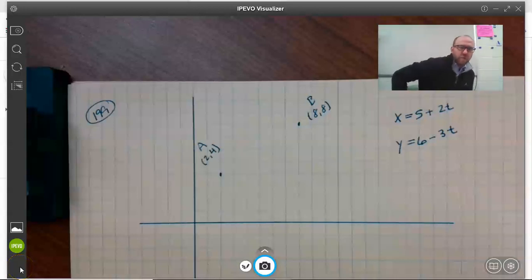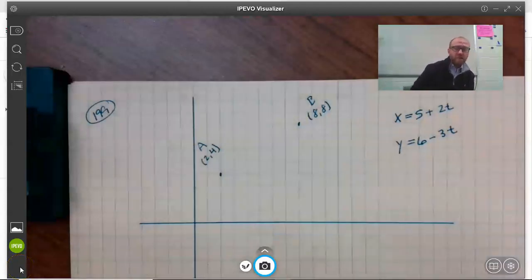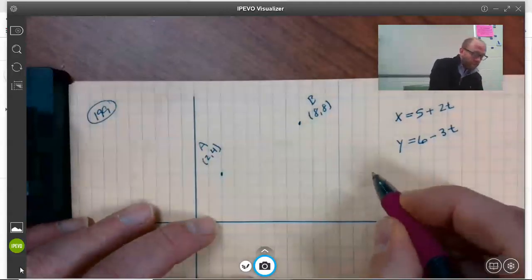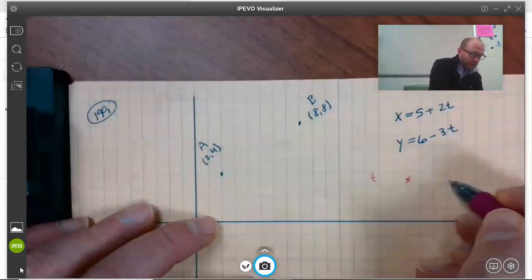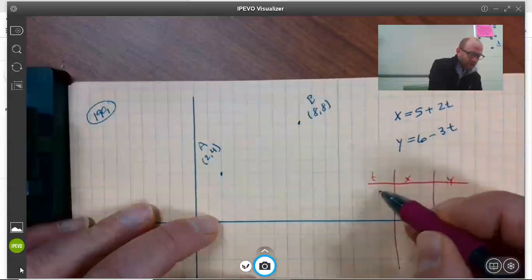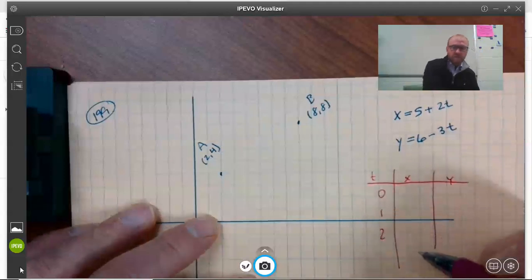Okay, here we have 2 points and a couple of parametric equations, and we are asked to plot a couple points using these parametric equations and show that the points we plot are equidistant from A and B. So let's just make a little table here. We've got t, x, y.